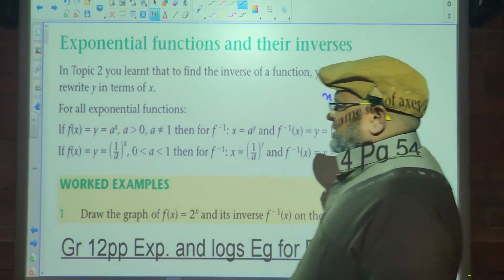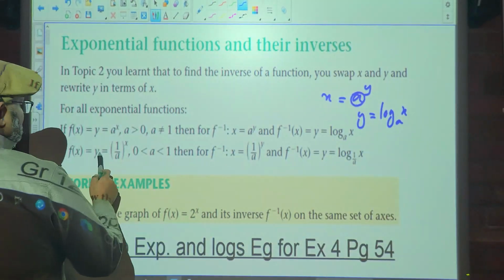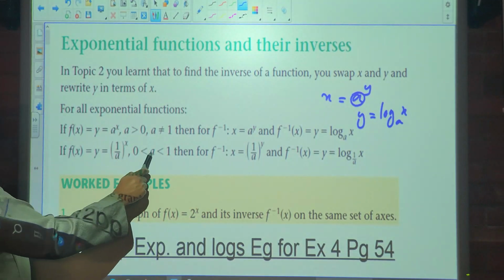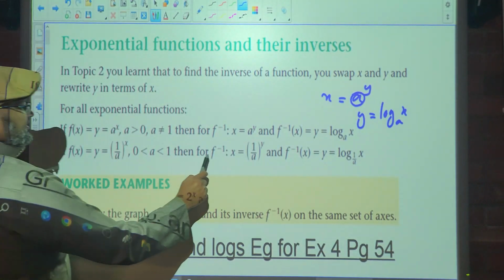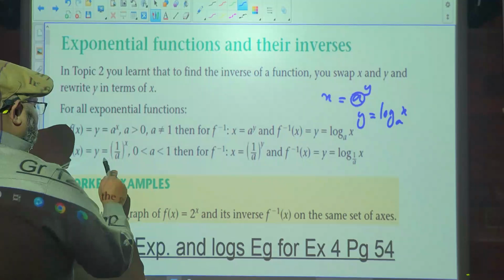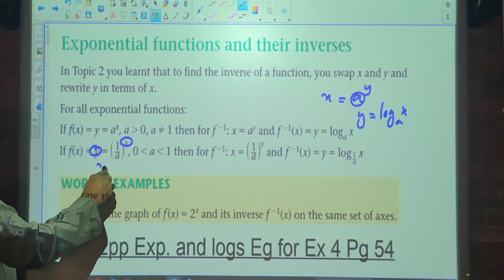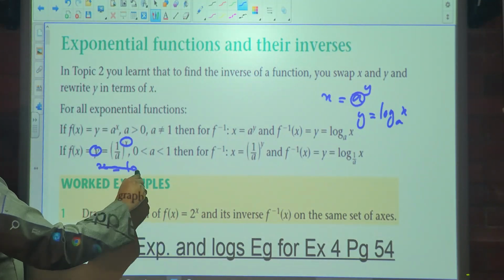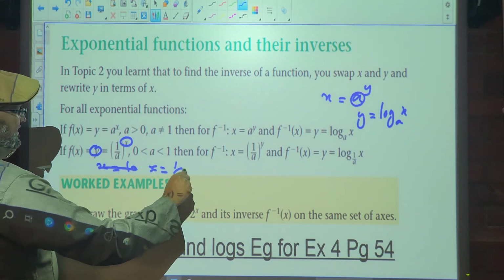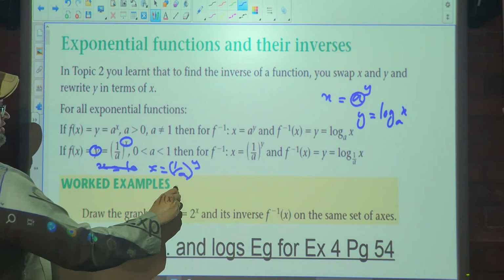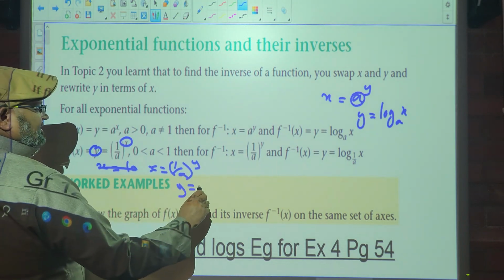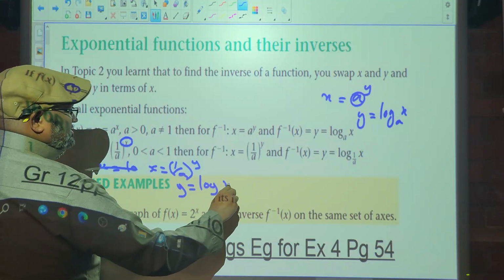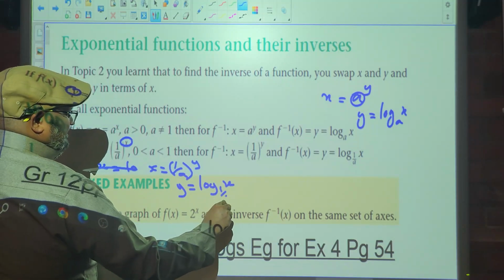Then if f of x is equal to 1 over a to the x, where a is greater than 0 but less than 1, then for the inverse function, again you interchange x and y. So x is equal to 1 over a raised to the y. Make y the subject of the formula. y is equal to log x base 1 over a.